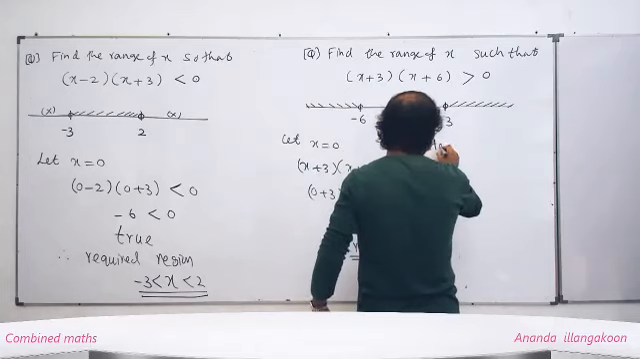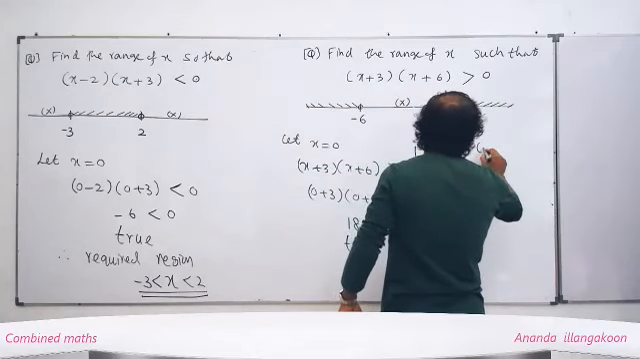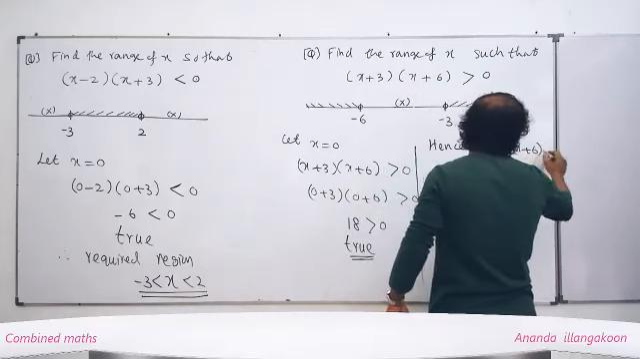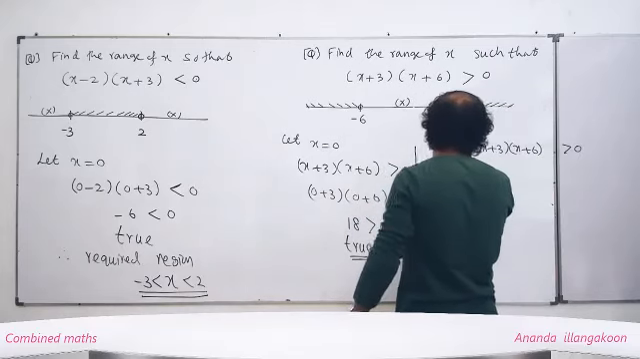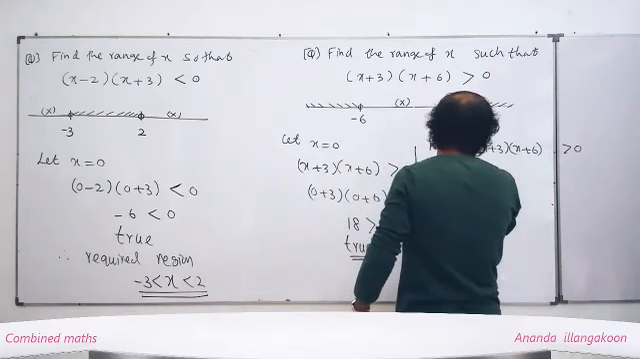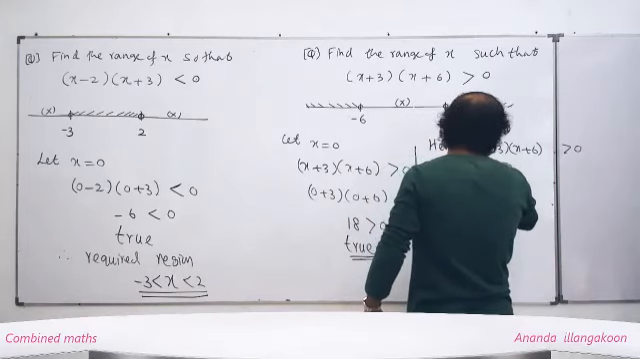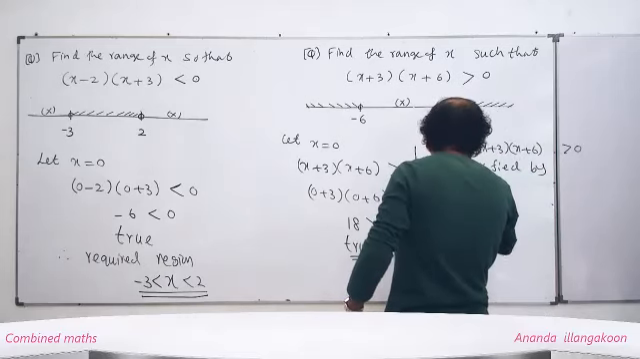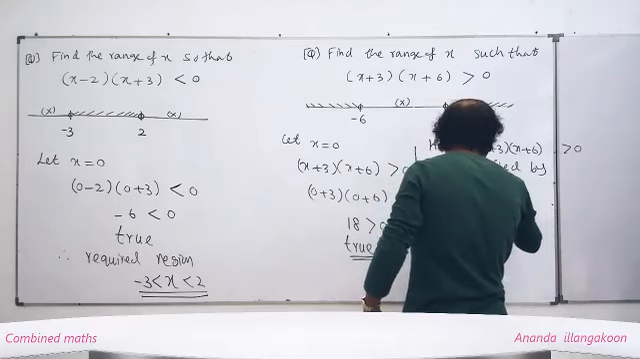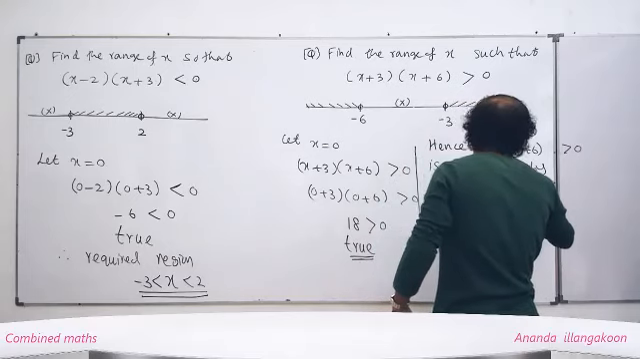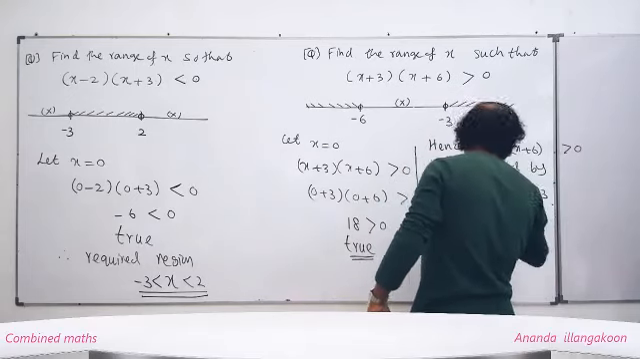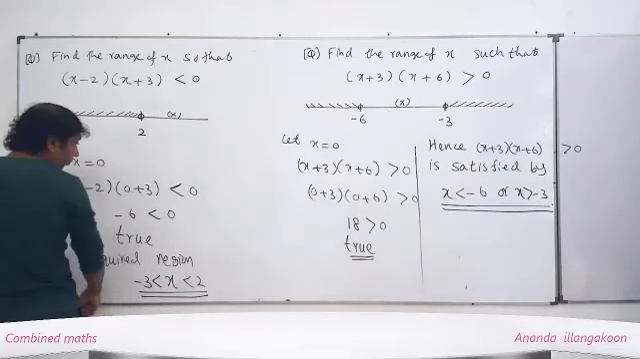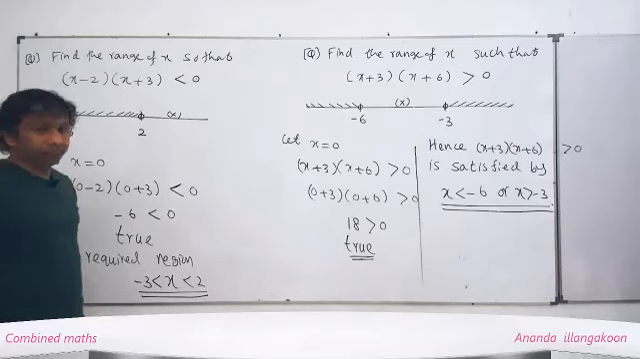Hence, (x plus 3)(x plus 6) greater than 0 is satisfied by what, people? x less than -6 or x greater than -3. This way. No?